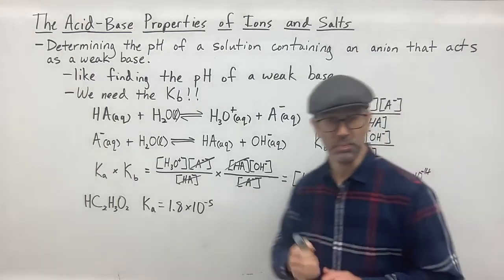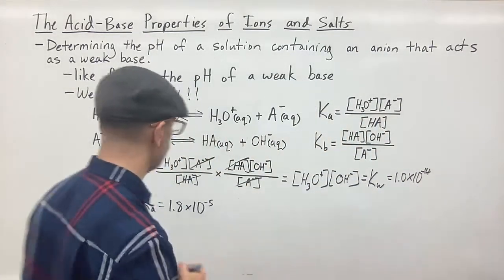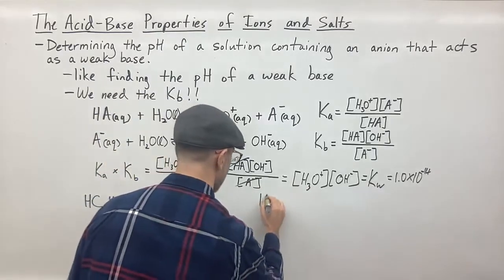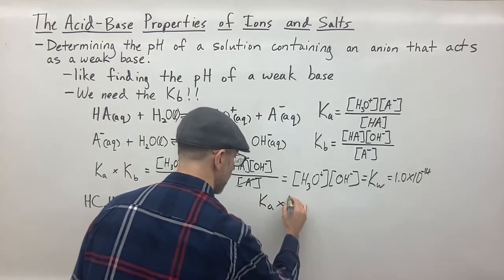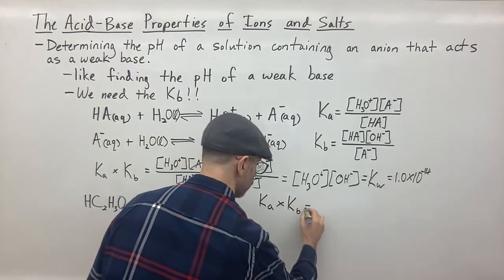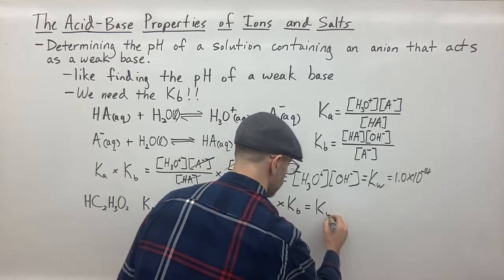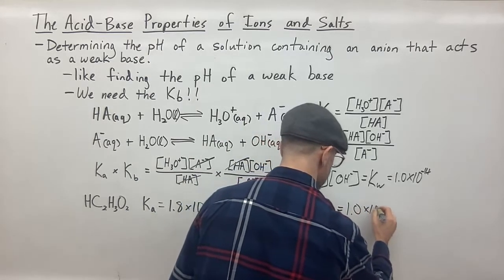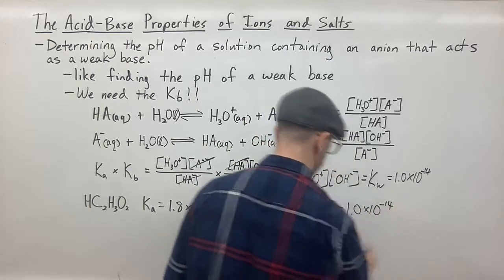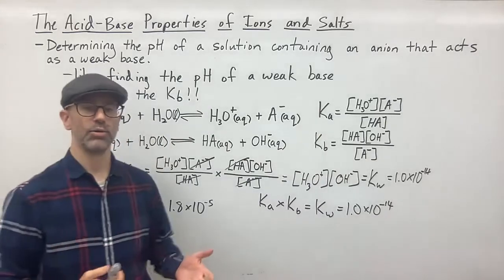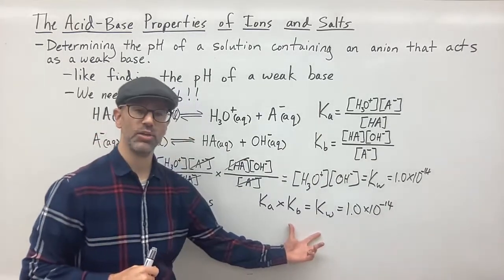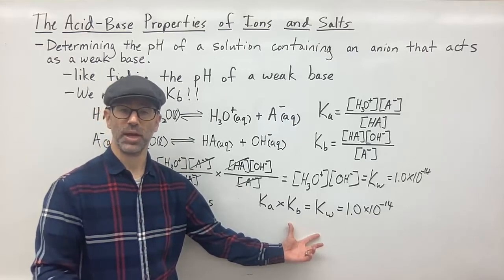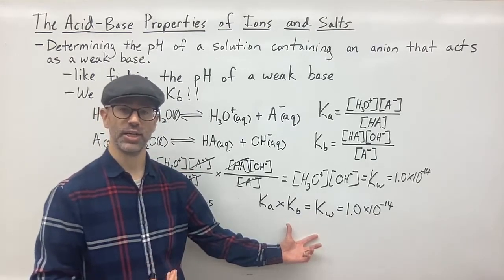Basically, what does that tell us? That tells us, if we shorten this, that the Ka multiplied by the Kb is equal to Kw, which again is equal to 1.0 times 10 to the negative 14. So now we have an equation that we can use to find the Kb's of your conjugate bases, of the anion of a conjugate acid.